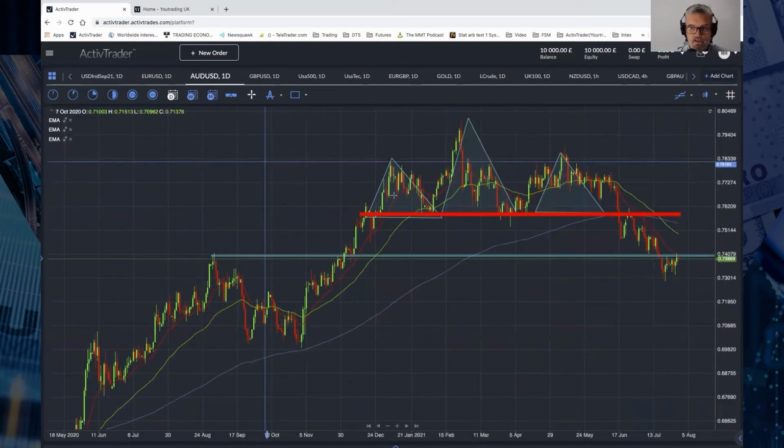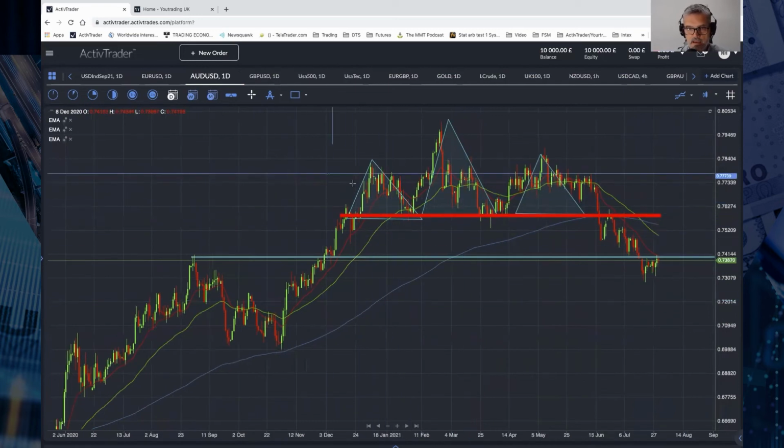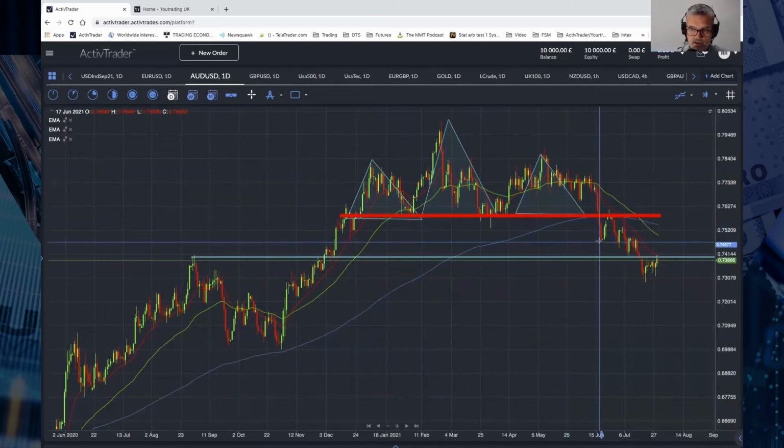If we go to the Australian dollar, a lot of people will look for, say, head and shoulders. I mentioned this back in June, that this was a potential head and shoulders pattern, and that we'd be looking for a breakdown to the downside. Here you can see we had a clear breakdown, a retest, and then we've continued lower.